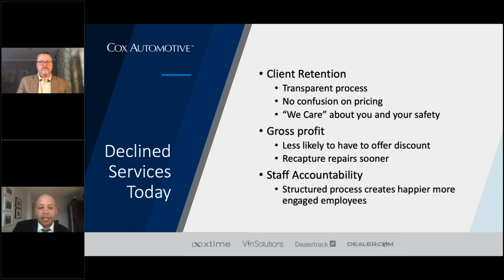With this process, everything is stored. Your advisors aren't going crazy trying to find those recommendations. The history is right in front of them, and recapturing that business will be a lot easier.